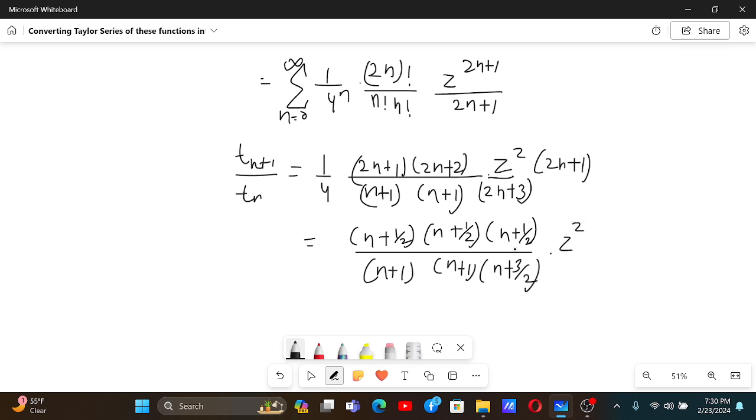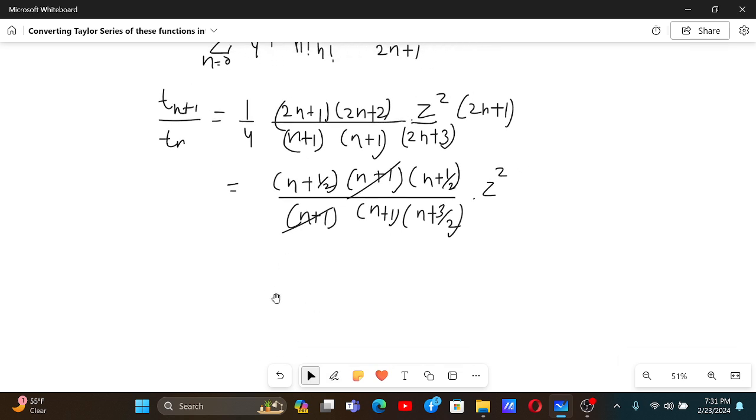Is that it? Oh, wait. This is actually n plus 1, not n plus 1 by 2. When we divide by 2, this actually becomes n plus 1. Now this cancels out. Now this simplifies nicely to the form that we want.